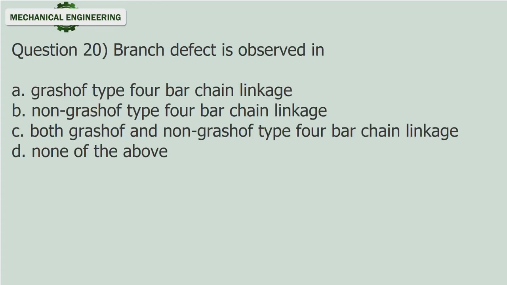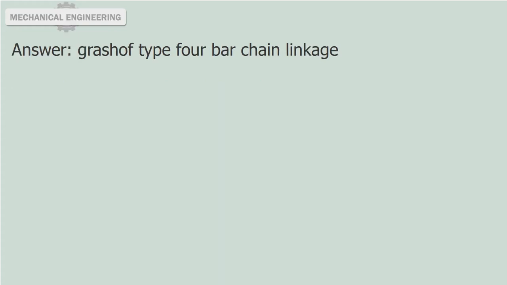Question 20. Branch defect is observed in A. Grashof type 4-bar chain linkage. B. Non-Grashof type 4-bar chain linkage. C. Both Grashof and non-Grashof type 4-bar chain linkage. D. None of the above. Answer. Grashof type 4-bar chain linkage.